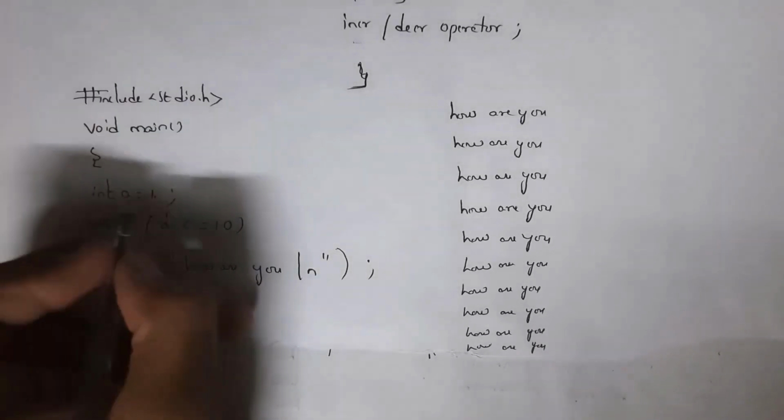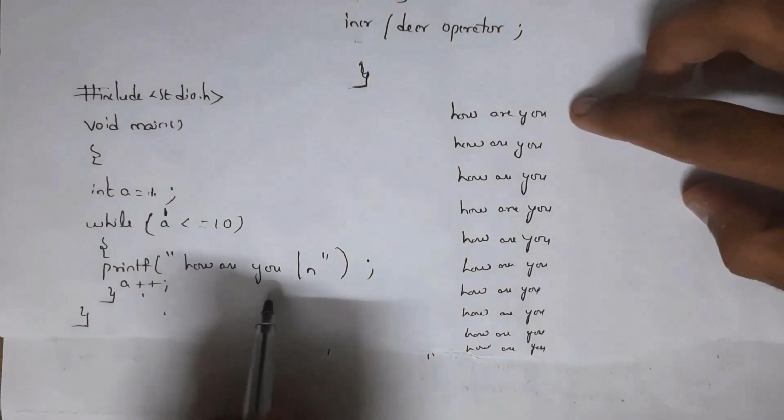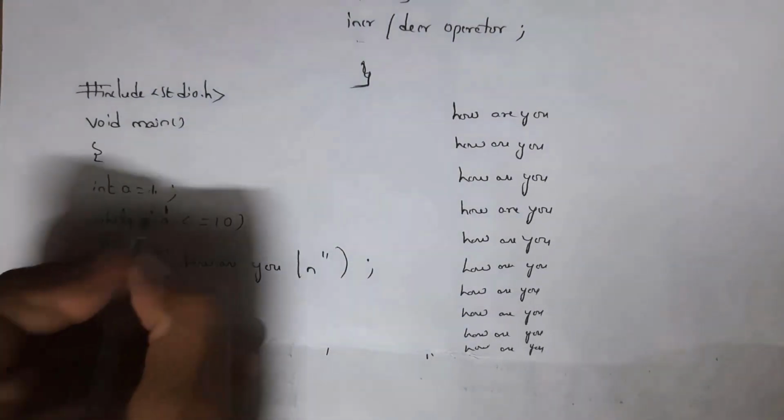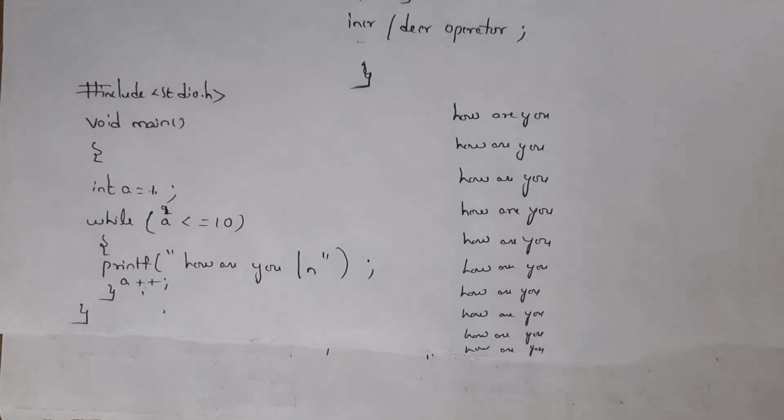So at first it will take value 1. 1 is less than 10. The condition is satisfied. So it will print how are you. Again it will increment the value to 2. 2 is less than 10. The condition is satisfied. So again it will print how are you. It will increment the value to 3. 3 is less than 10. It will print how are you. Again it will increment the value to 4, 5, 6, 7, 8, 9, 10.